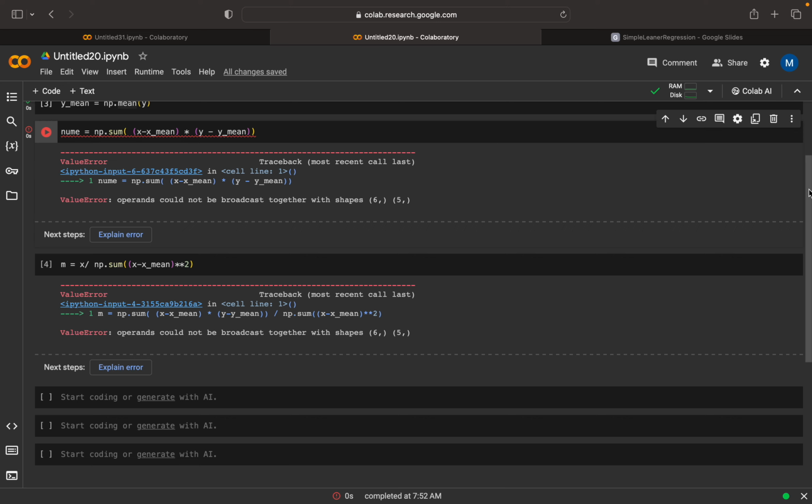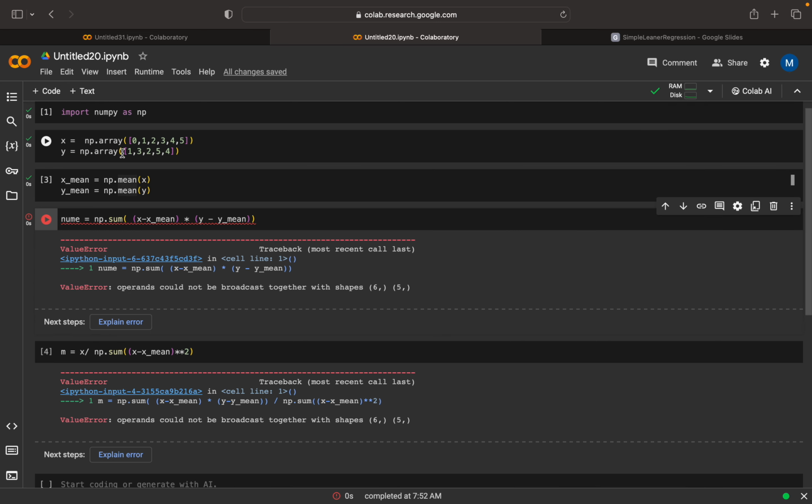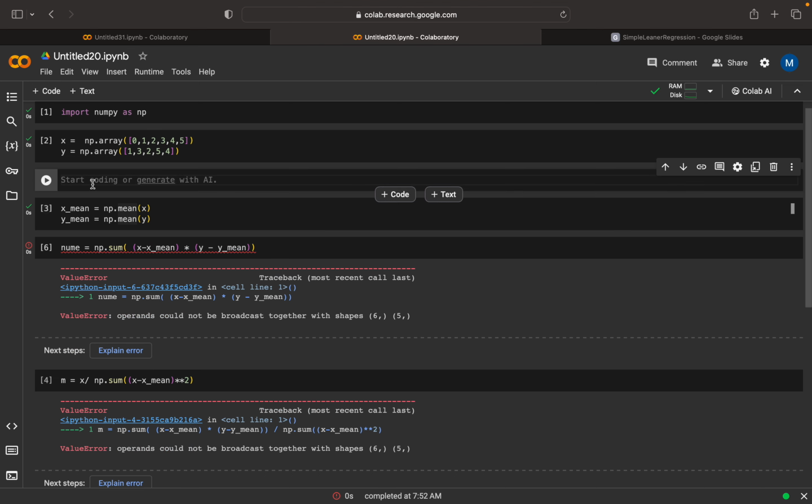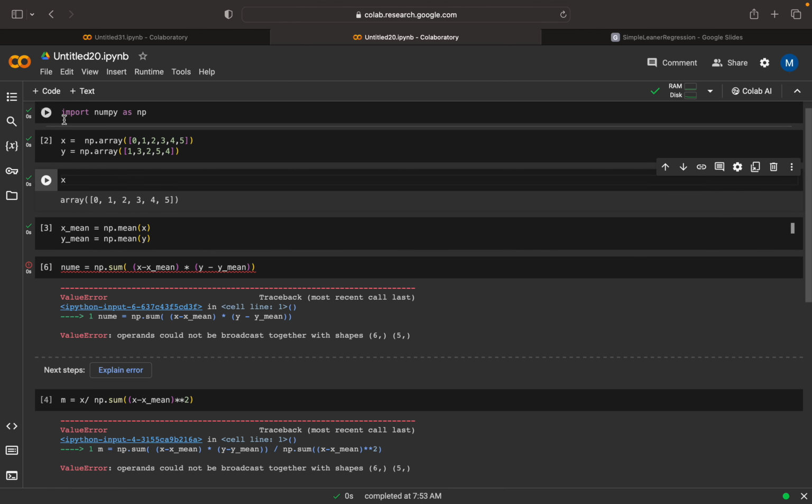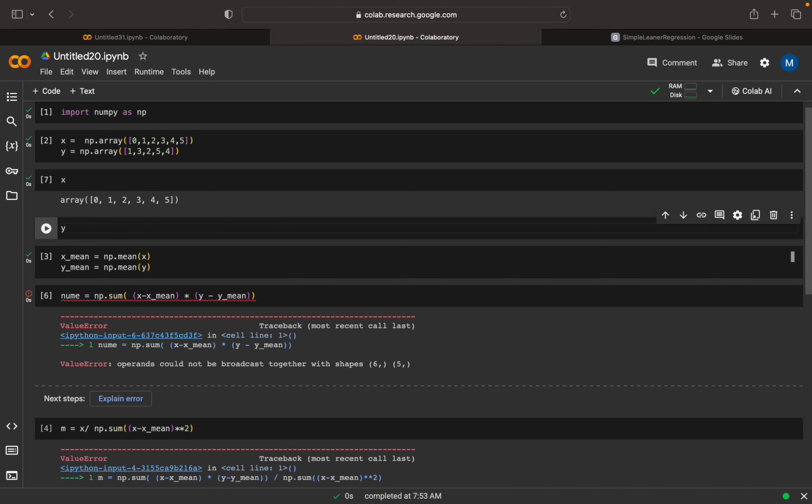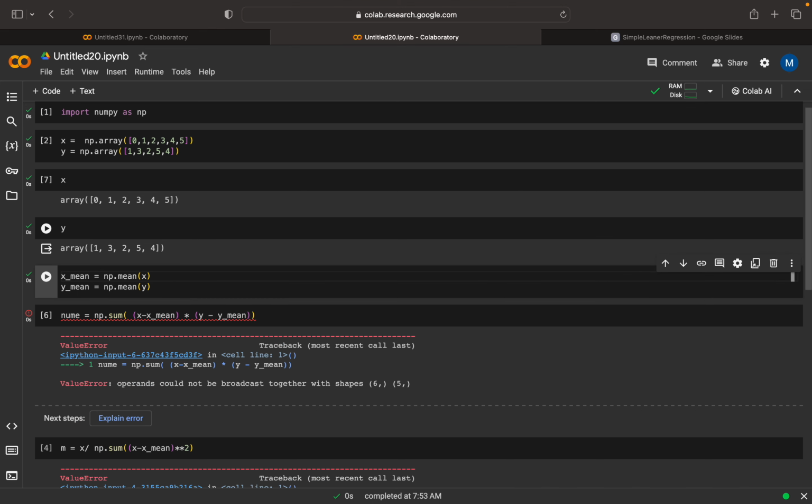Here we have some issues. Let me check this. What is x? X is equal to np.array 0, 1, 2, 3, 4, and y is equal to np.array 1, 3, 4. So these two are correct. And here let me print x. We are good with x. And let me correct y. And y is also good.